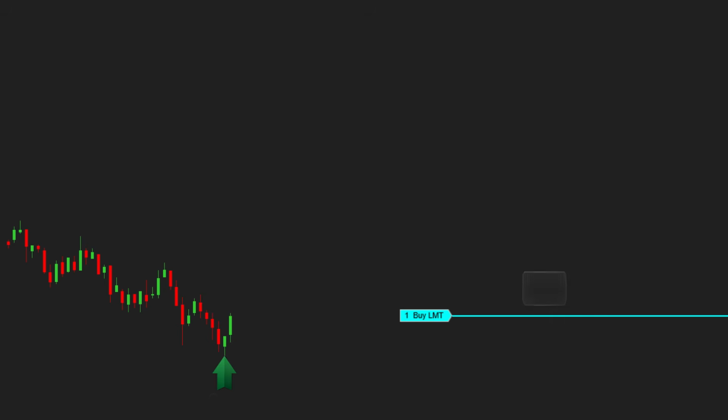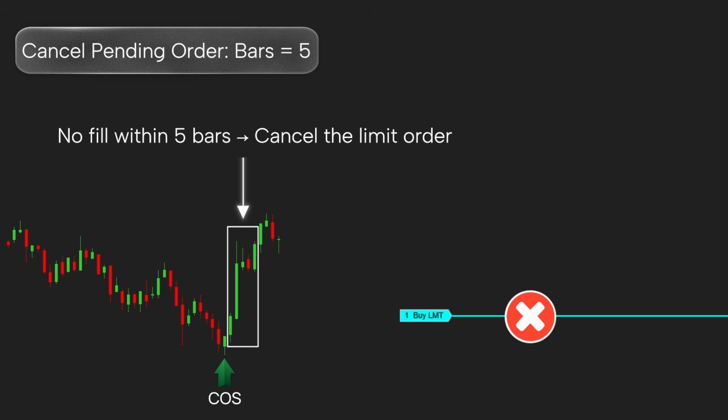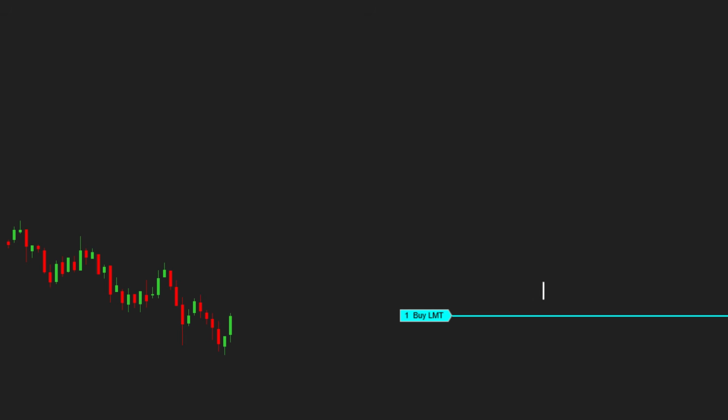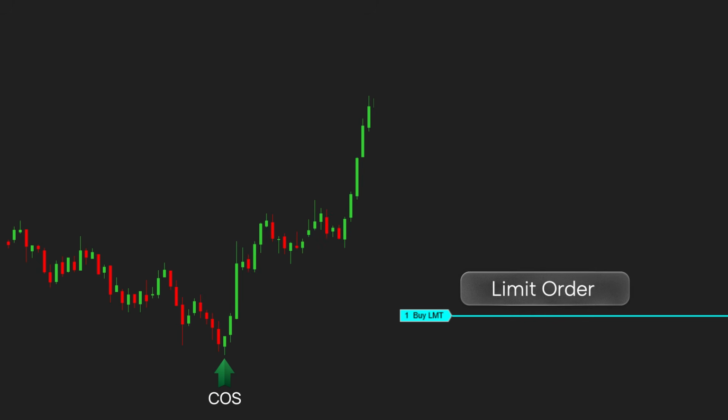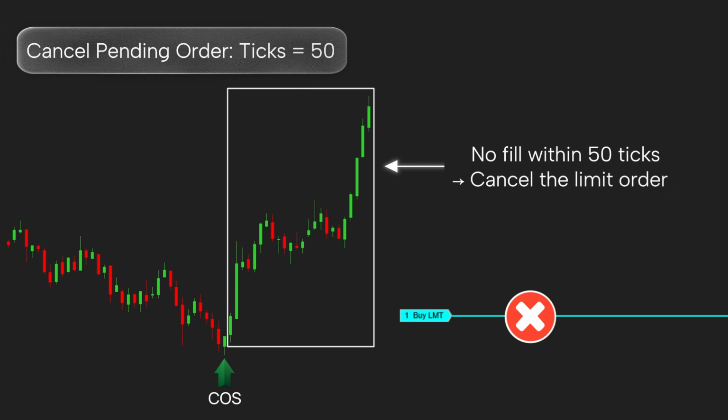The next update is pending order lifetime control using time, tick, or bar limits. For example, here we have a trading signal that has generated a pending order. At the same time, the parameter cancel pending order bars set to 5 is enabled. This means that if the pending order is not filled within 5 bars after the signal is generated, the system will automatically cancel it. Similarly, if cancel pending order ticks is set to 50, the system will monitor the number of ticks that have formed since the signal was generated. If the pending order remains unfilled after 50 ticks, the system will automatically cancel it.